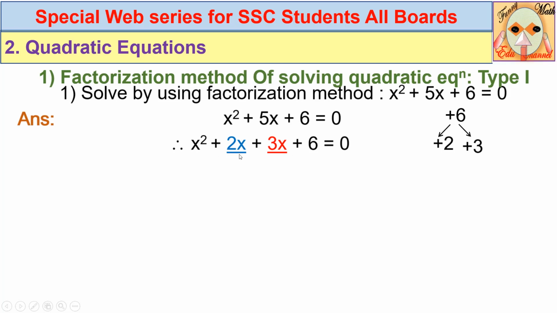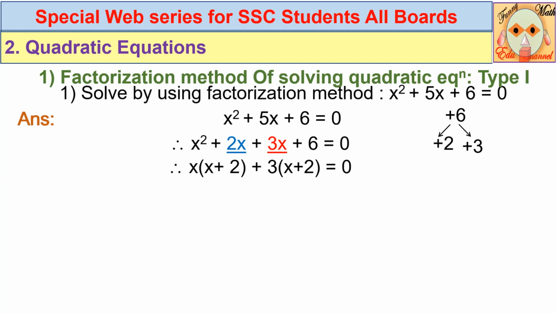Let us take x common between these first two terms, x square and plus 2x. So you have x outside, inside you get x plus 2. Here you have to take the number common, because in these two terms only the first term contains the variable, the second term contains the constant, that is the number. And so we have to take the number common between these remaining two terms. Let us see what is the next step.